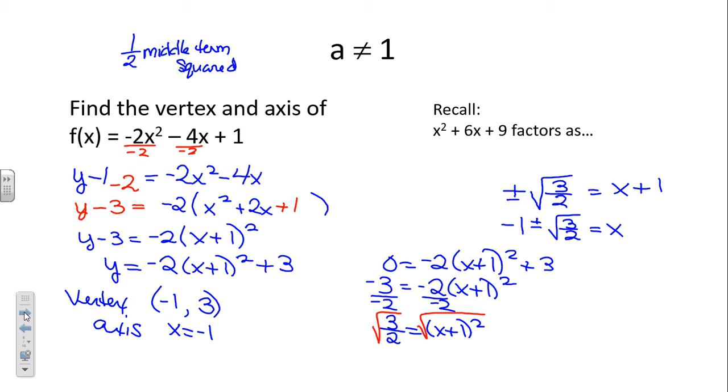But we drilled it into you last year. What don't we like about that answer? Radical in the denominator. Has a fraction with a radical in the denominator. How do we get rid of that 2 in the denominator? How do we rationalize it? Times the top and bottom by 2, right? So that gives me a perfect square down there. What is the square root of 4? 2. So we'll have negative 1 plus or minus the square root of 6 over 2 is our x, and then of course our y will be 0.